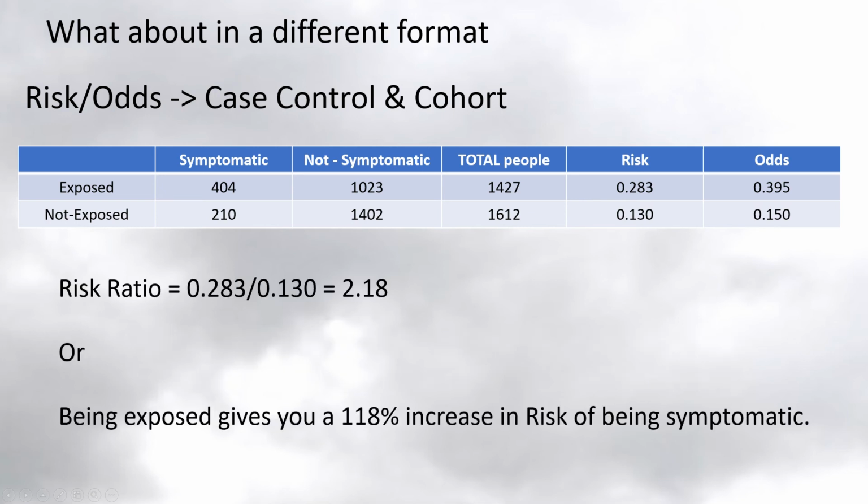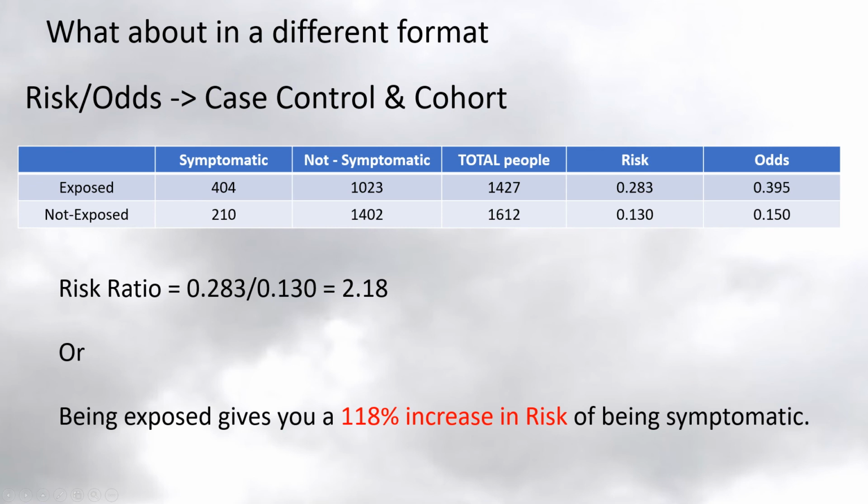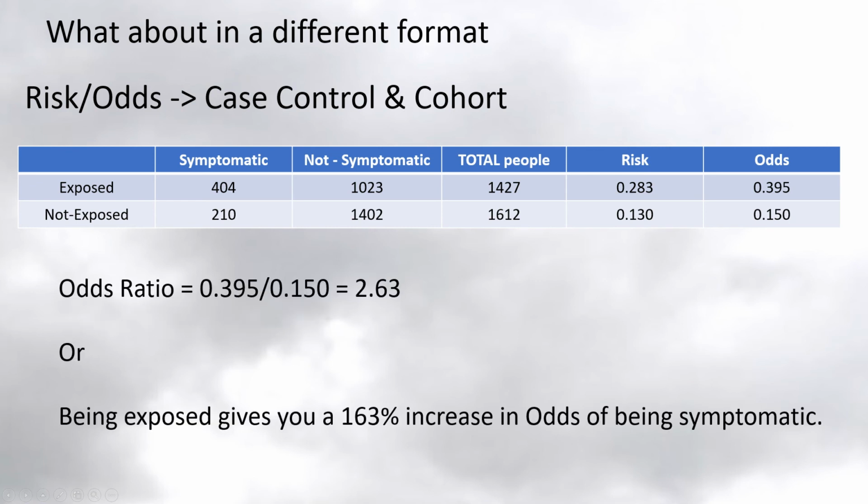Okay, so risk ratio, we've just got this divided by this, 2.18. So being exposed gives you a 118% increase in risk of being symptomatic. Makes sense, right? Odds ratio, do exactly the same thing. 2.63. Remember, 2.18, they're similar numerically, just to state that. So we've got that divided by that, which produces 2.63, a 163% increase in odds of being symptomatic.